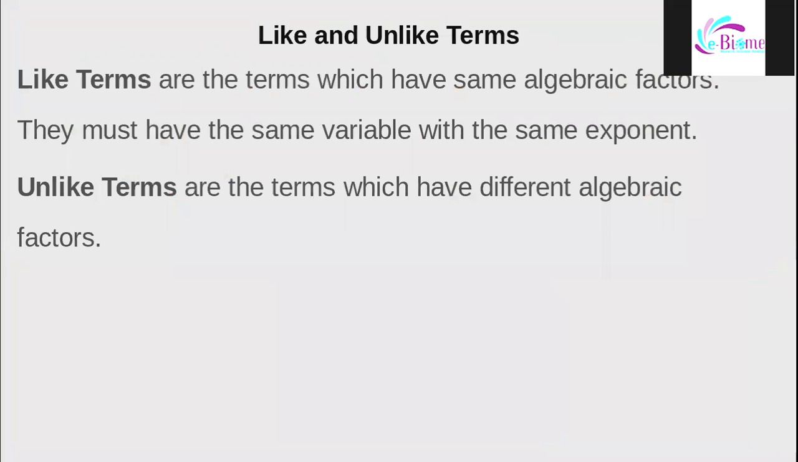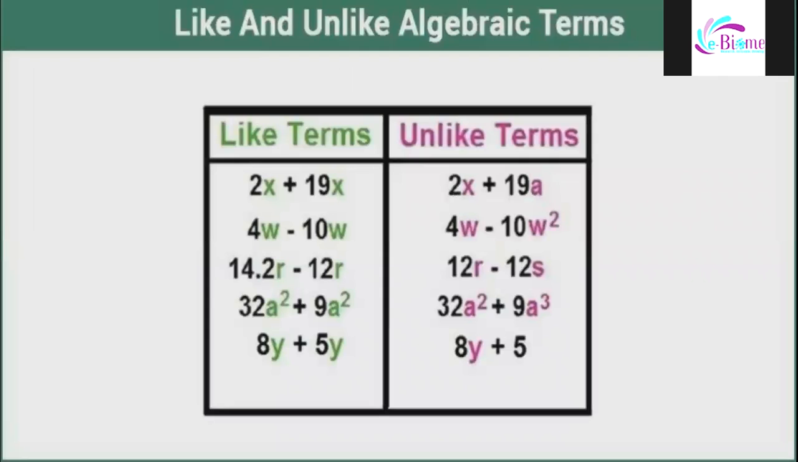So let's take a look at like and unlike terms. So we say like terms are terms which have the same algebraic factors. So they must have the same variable with the same exponent. And we say that unlike terms are terms which have different algebraic factors. I will put that in simpler terms for you guys.